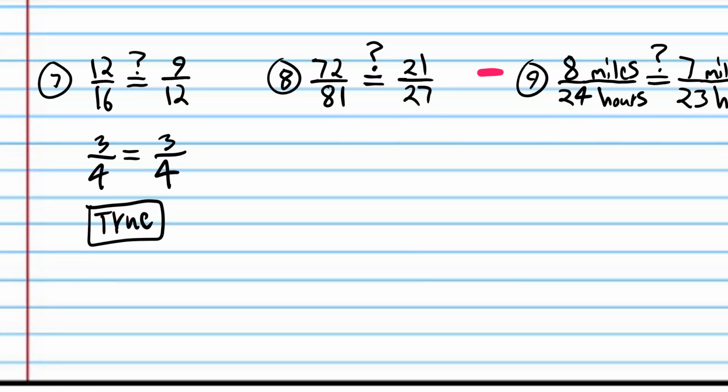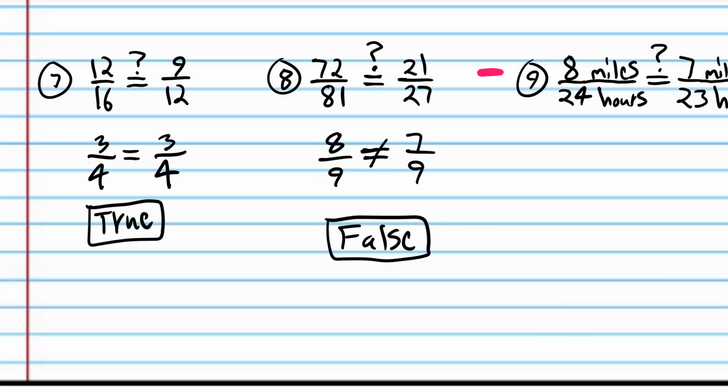All right, we're back. Divide both sides of this fraction by 9, and you get 8 over 9. And divide both sides of the other fraction by 3, and you get 7 over 9. So you can see that the proportion is not true, so we put a slash. Don't forget to put that slash through the equal sign, and the proportion is false.